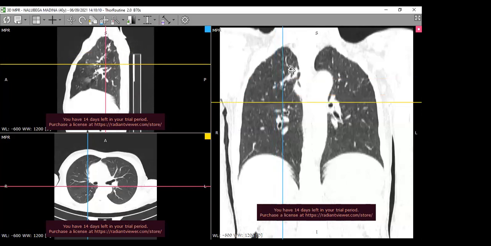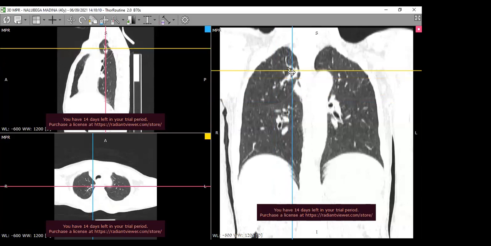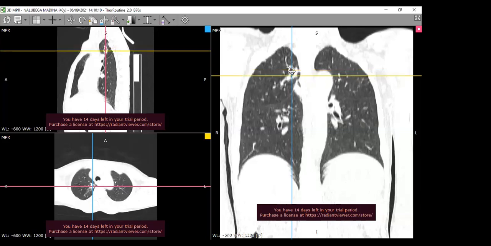For example, if we want to focus on this area in the apex on the right, where we have some bit of fibrosis right there, we can clearly look at it in all these planes. So that is what we have for the case of CT presentation.